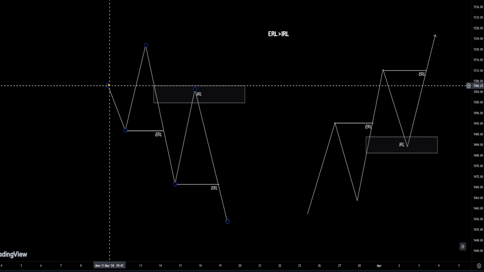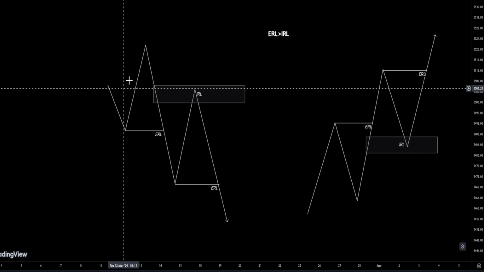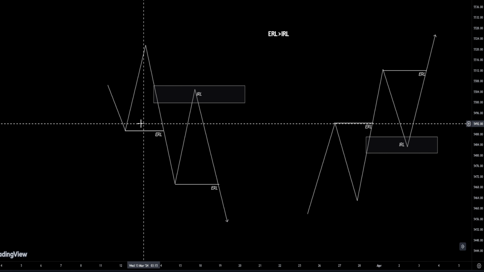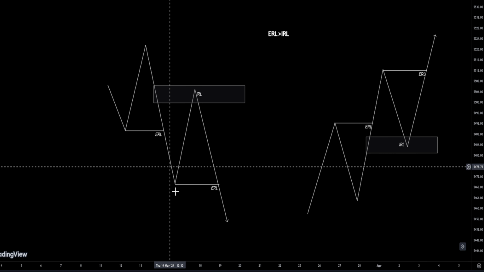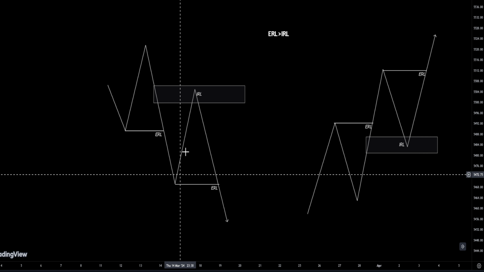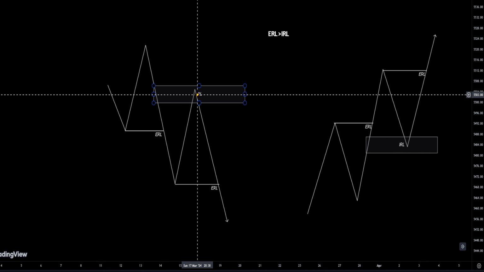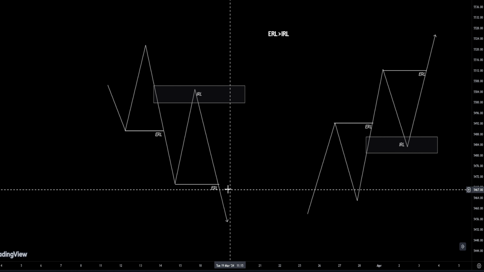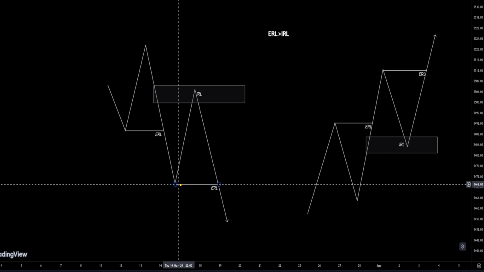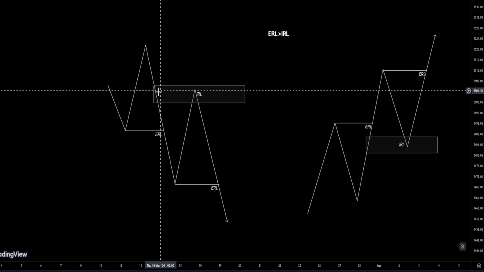So, like I said, we take out this external range liquidity. So we go higher, come back down, taking out this external range liquidity, making this low right here the new external range liquidity, and then bouncing up to this internal range liquidity before going lower, taking out the new low external range liquidity that we made. So you always gotta wait for your confirmation.